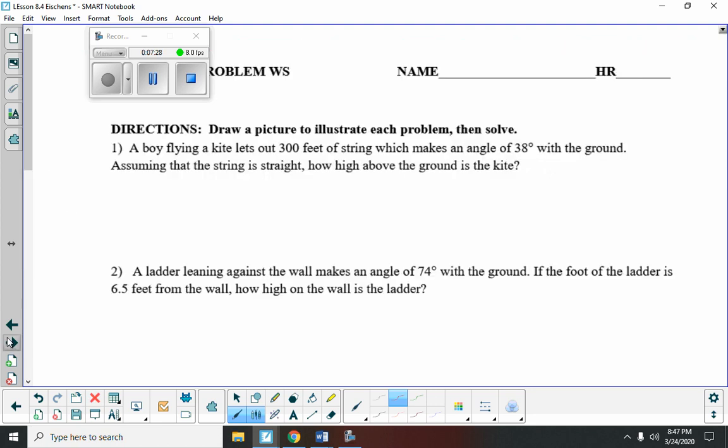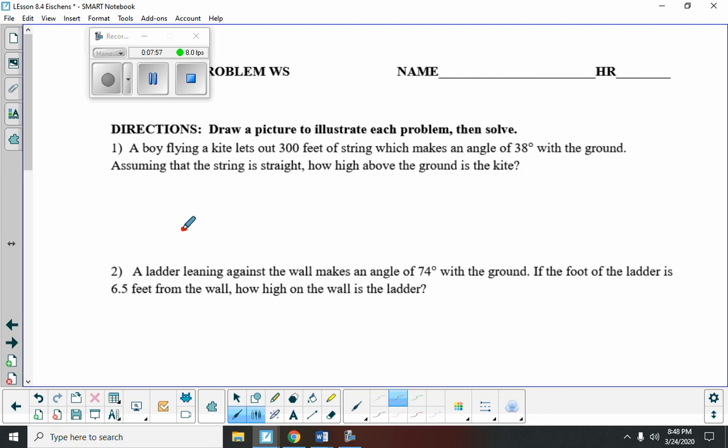All right, so you are going to be working on a worksheet with word problems, and I'm going to go through a few of these and just help you set up the pictures here. So number 1, a boy flying a kite lets out 300 feet of string, which makes an angle of 38 degrees with the ground. Assuming that the string is straight, how high above the ground is the kite? Okay, now in this problem, it doesn't say anything about the eye level of the boy or anything like that. So if it doesn't say that, you kind of ignore that fact.